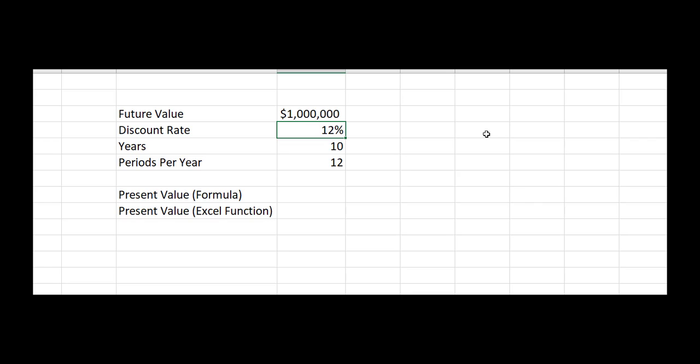In order to answer that question, we need a discount rate, and we need to decide how often we want to compound. We would like to plug in some math to see what $1 million 10 years from now would be worth today. In other words, $1 million in the future is worth blank today. And we're going to figure that out. For our discount rate, we're going to leave it at the same 12% we used in a previous example.